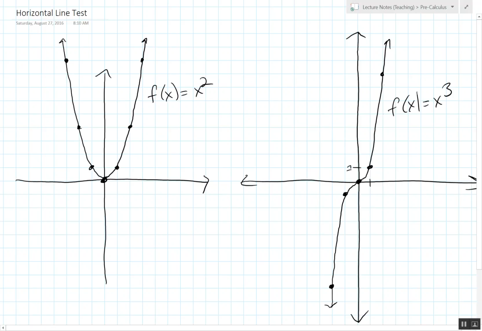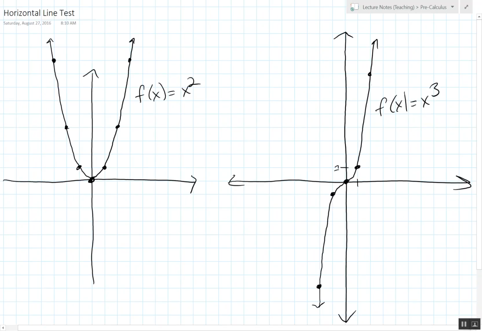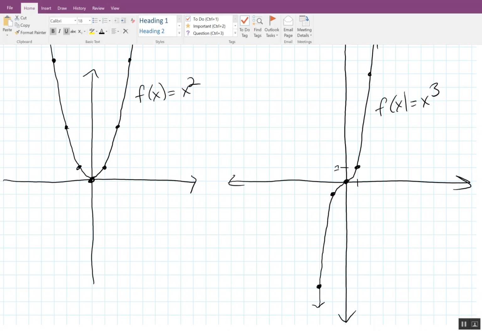Hi everyone, in this video we're going to talk about the horizontal line test. So notice I already have two graphs pre-written out for this section. One of them is of x squared and one of them is of x cubed. And last video we talked about one-to-one functions, and we said that x squared is not one-to-one and x cubed is one-to-one. So now we want to use these to help guide our intuition for a test, which we're going to call the horizontal line test, that detects this behavior of one-to-oneness.